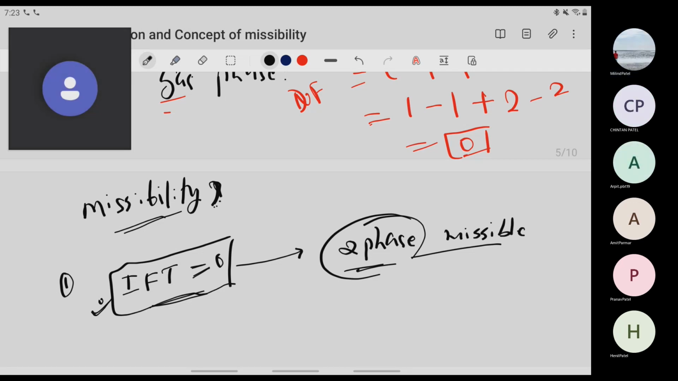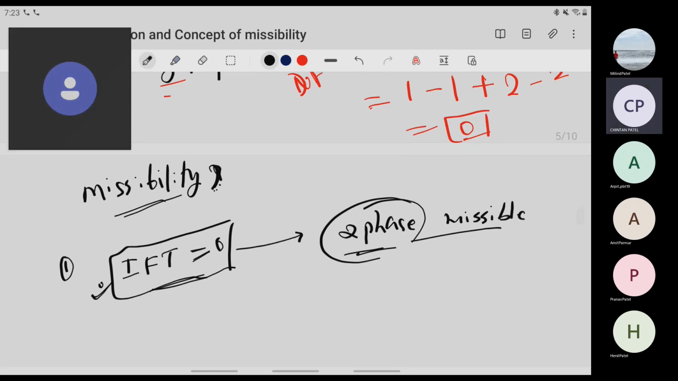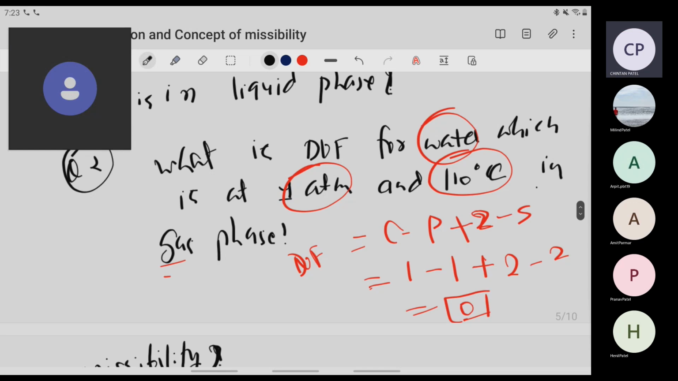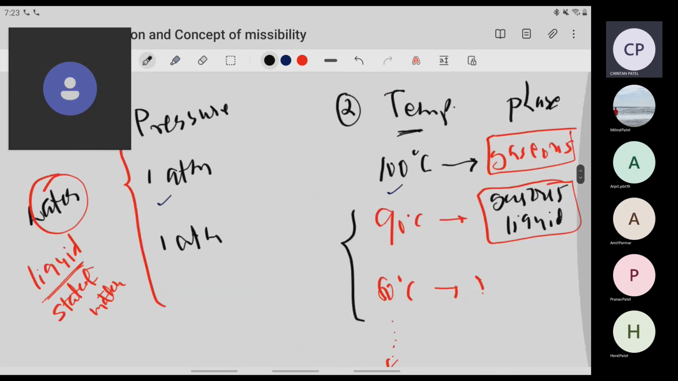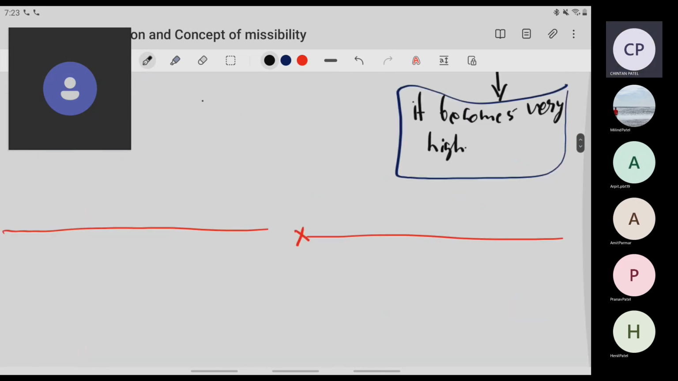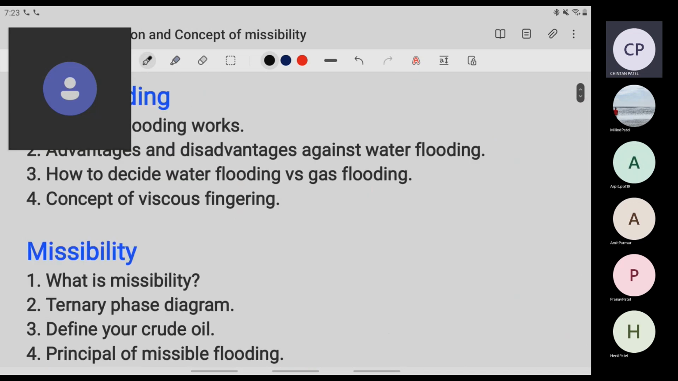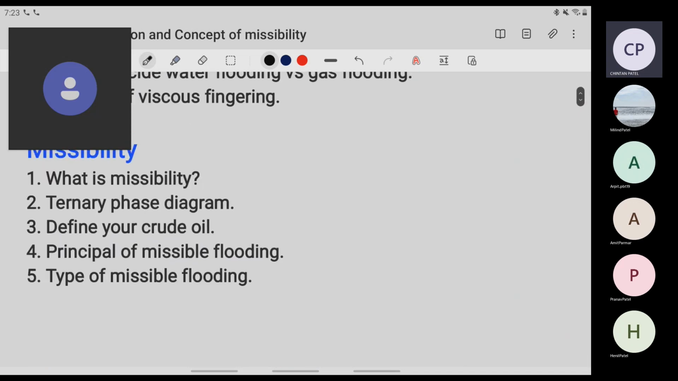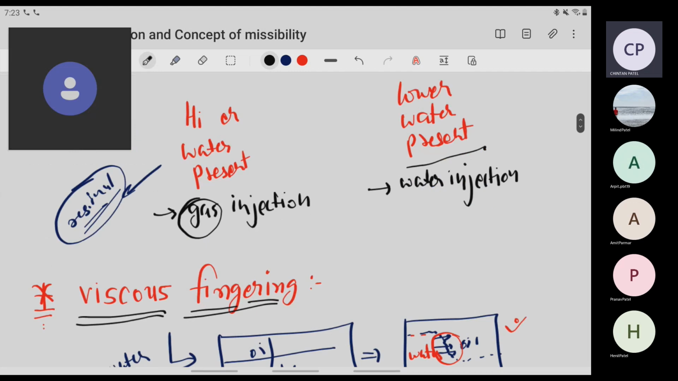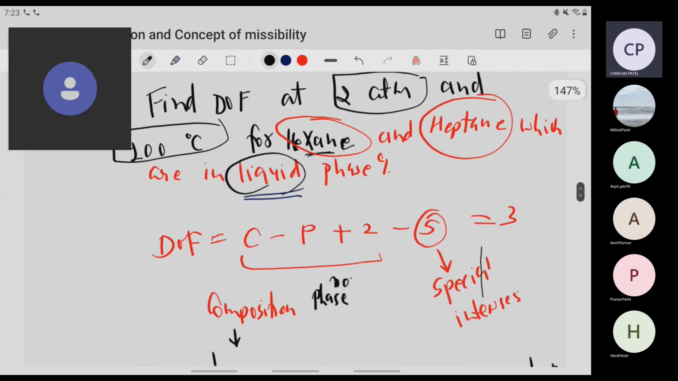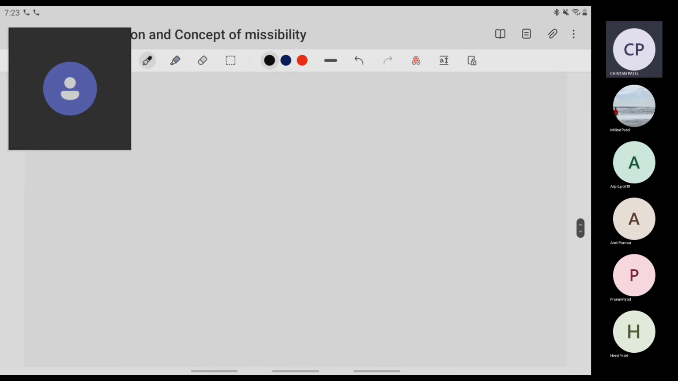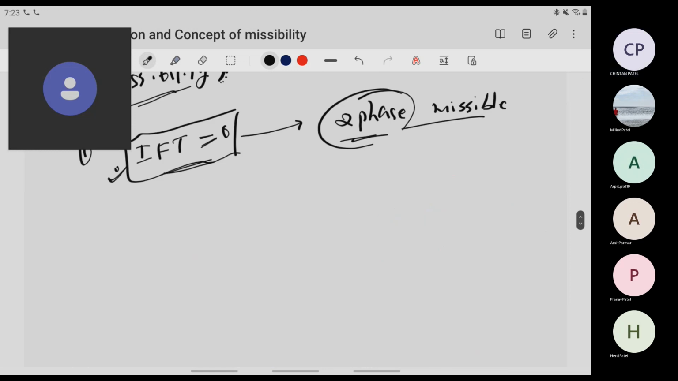No, sir. Okay. So to understand miscible flooding in more depth, you first have to understand two things: the crude oil definition and the ternary phase diagram. So let's start with the ternary phase diagram. Have you ever heard about this ternary phase diagram? Yes, sir.